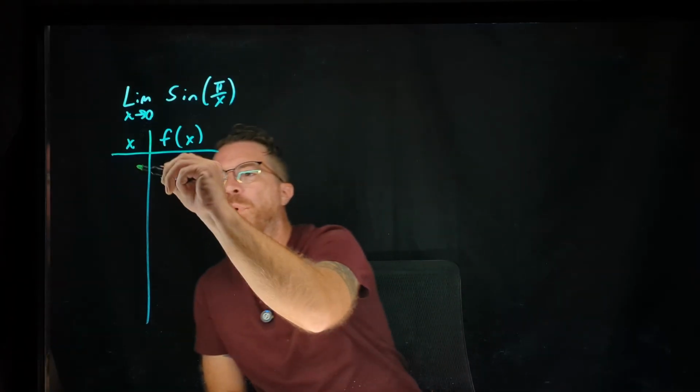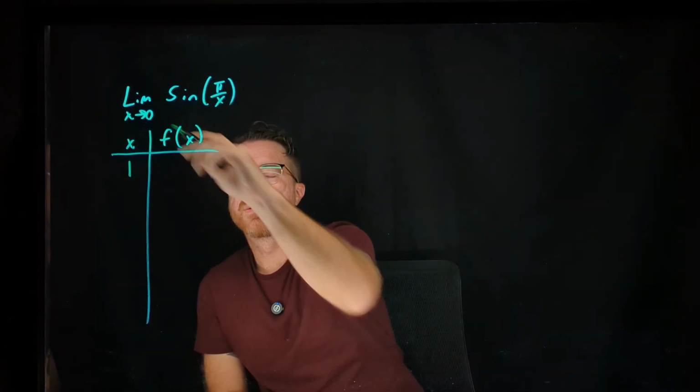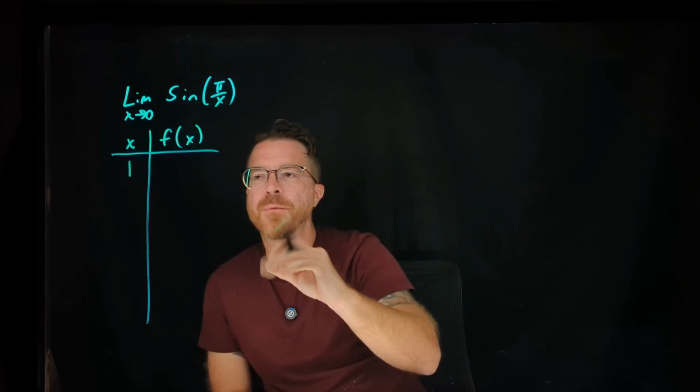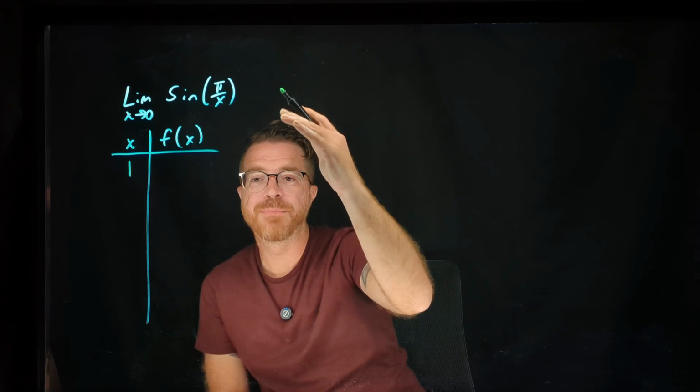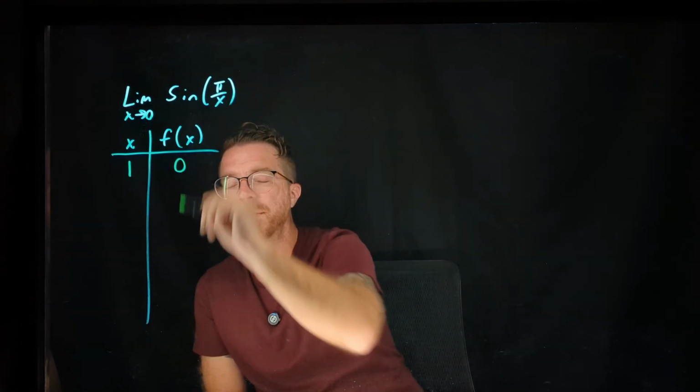So if I were to just start with 1, because I want to approach 0, let's start at 1 and we're going to move back towards 0. And let's say that I plugged in 1 here. I would get sine of pi over 1. So sine of pi is going to be equal to 0.